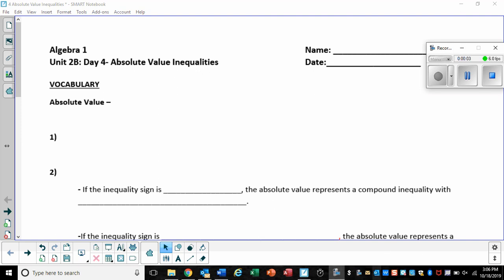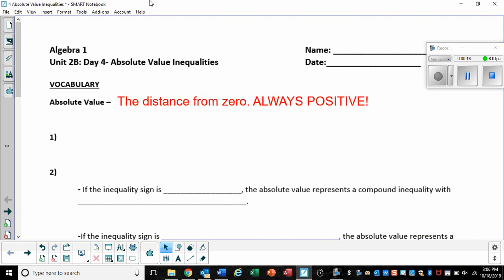Hi guys, we're going to start the last day of our notes on absolute value inequalities. So these are the honors topics. So let's go ahead and get started. So vocab, absolute value is distance from zero, which is always positive.